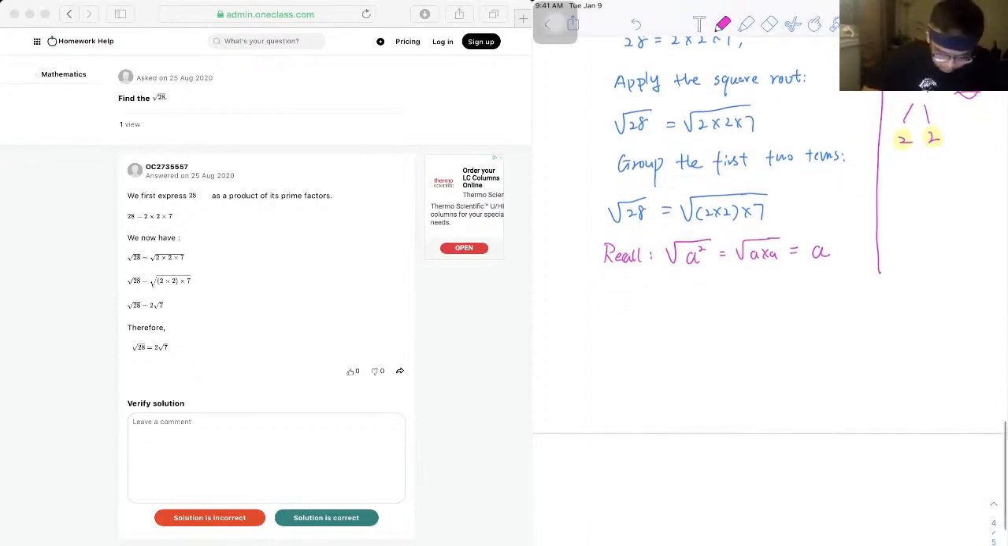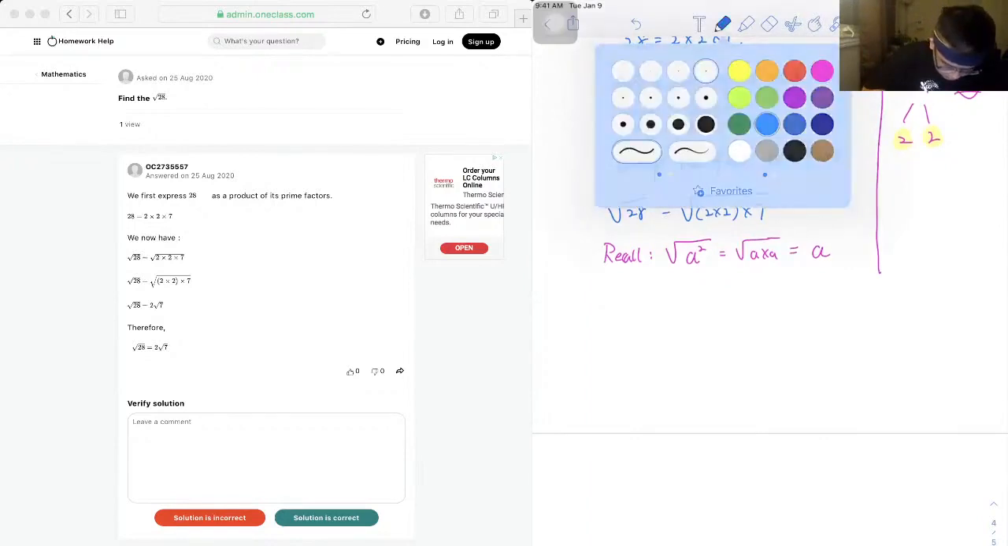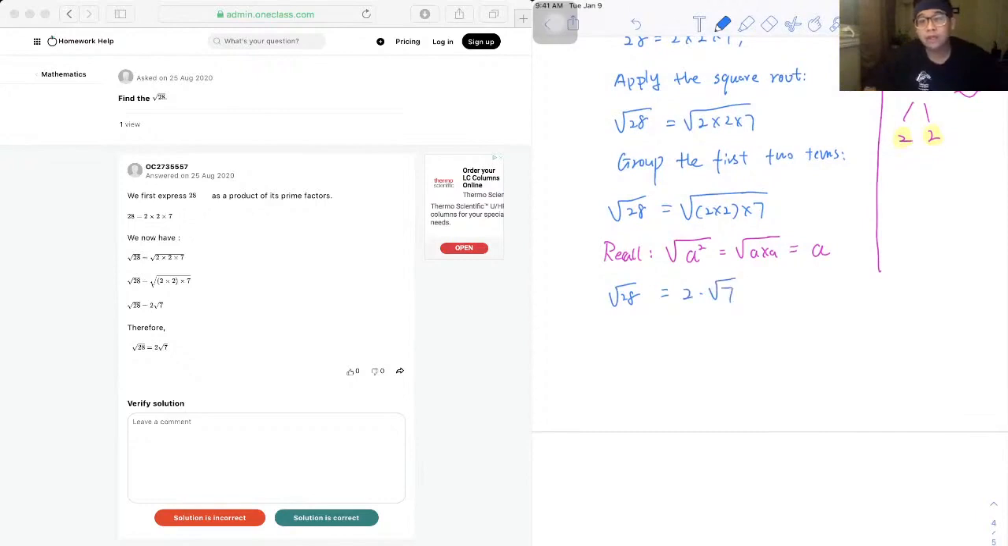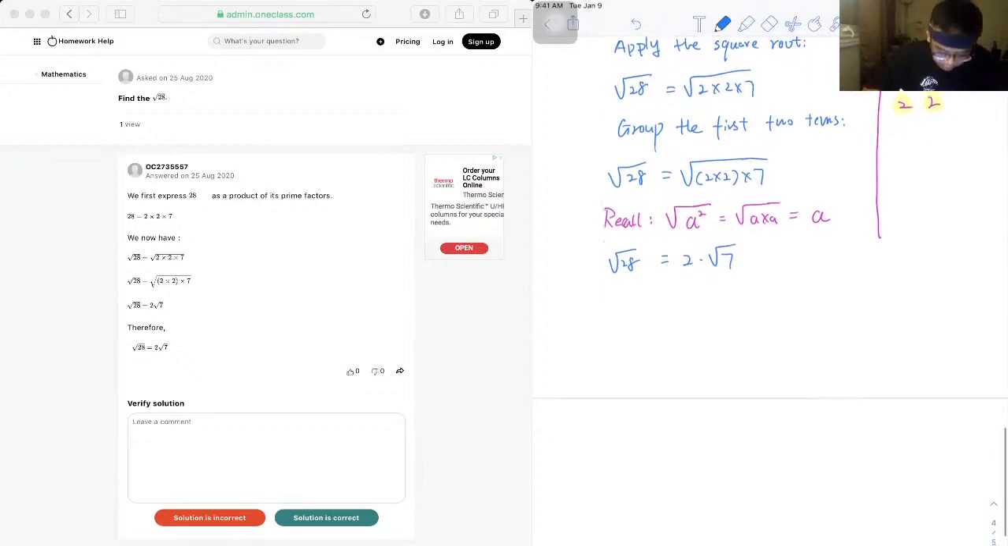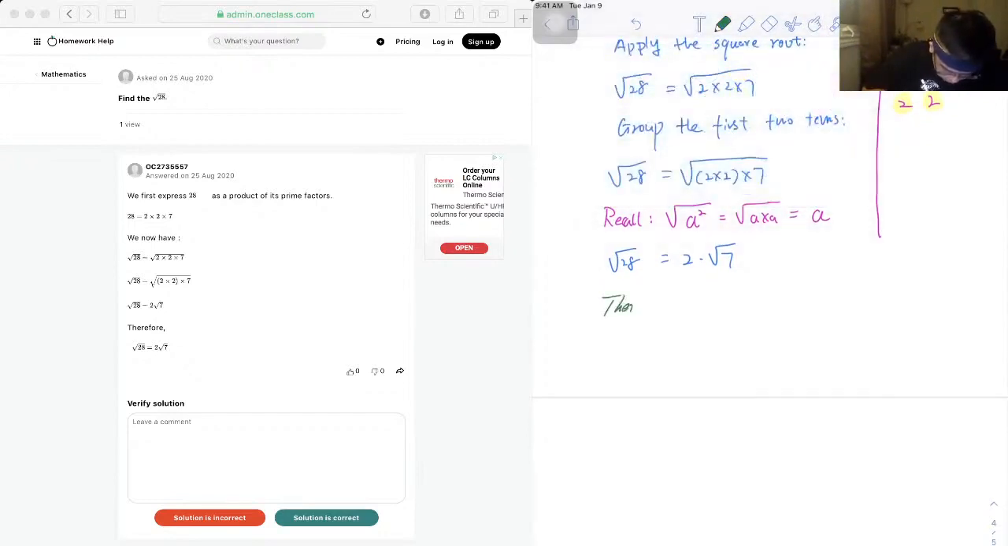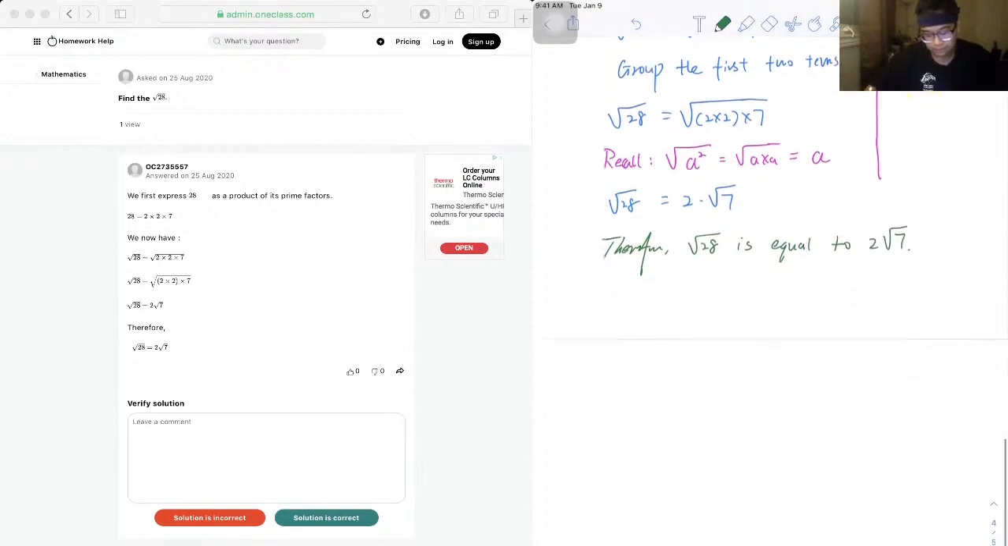Right. So now we will get root 28 is equal to, so now we can take the 2 out. So 2 times root 7. Because 7 is a prime number already, we cannot do too much with it. So therefore we can write our conclusion. Therefore, root 28 is equal to 2 root 7.